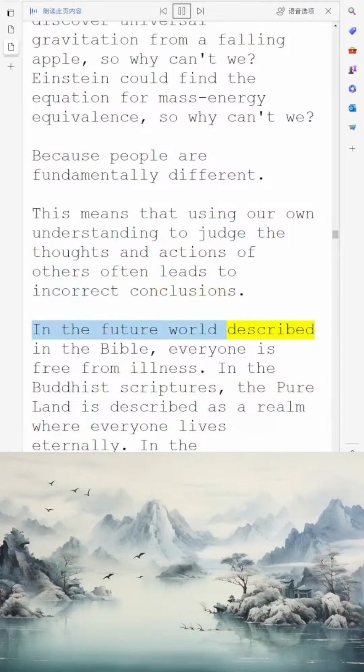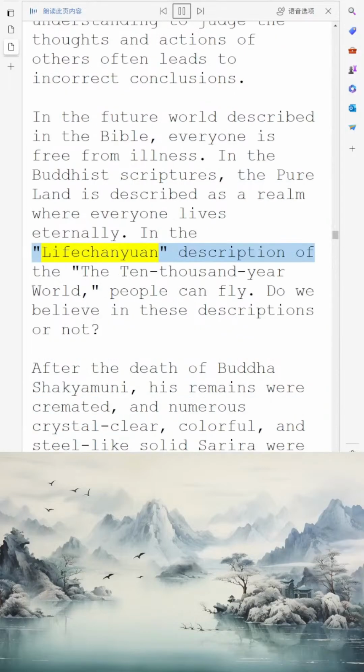In the future world described in the Bible, everyone is free from illness. In the Buddhist scriptures, the Pure Land is described as a realm where everyone lives eternally. In the Life-Genuine description of the 10,000-year world, people can fly. Do we believe in these descriptions or not?